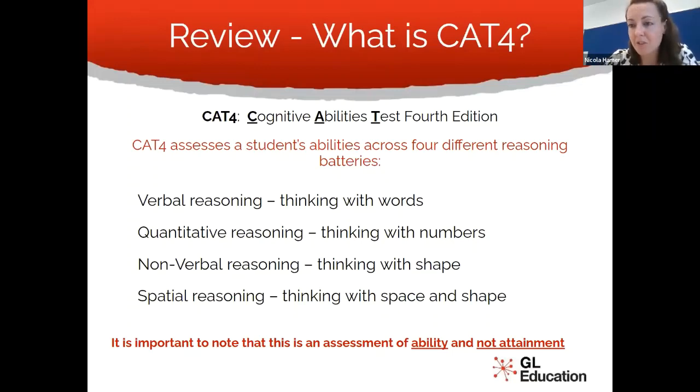So these are the 4 batteries, just to reiterate. We measure how able your child is to think using words, to think using numbers, to think using shape and space. And again, as Mr. Budd's already mentioned, if you have a look at the report that was sent home, there are some sample questions. So you get the idea of why this isn't an ability test, why this isn't an attainment test, and there's no prior knowledge and no prior learning needed, because it gives them a shape, for example, for non-verbal, and they have to be able to, in their mind, rotate that shape and link it to a new shape.